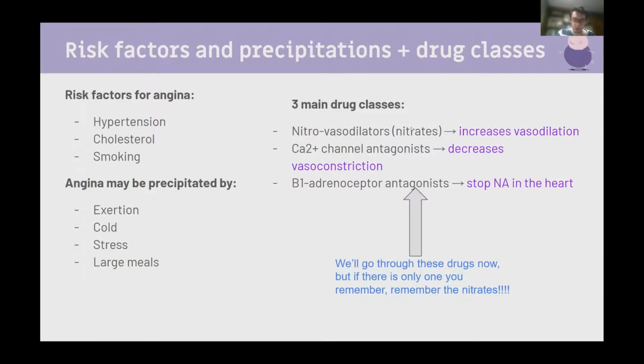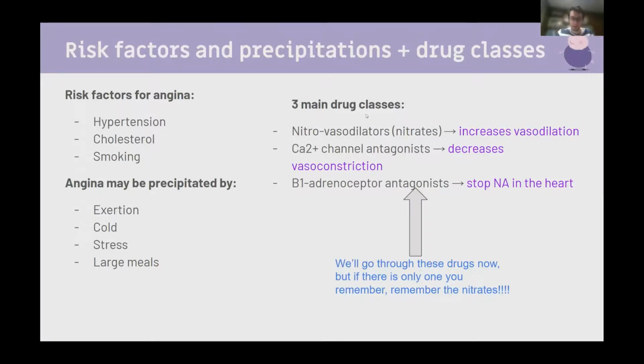This is the most important part, which I probably should have asked you as a multiple choice question, but it's okay. The three main classes of drugs to treat angina, this is very important, quite examinable, are nitrates, which increase vasodilation, calcium channel antagonists, which decrease vasoconstriction, and beta-1 adrenoreceptor antagonists that stop or limit noradrenaline in the heart.